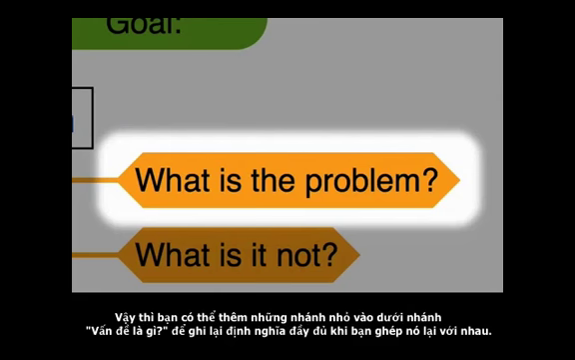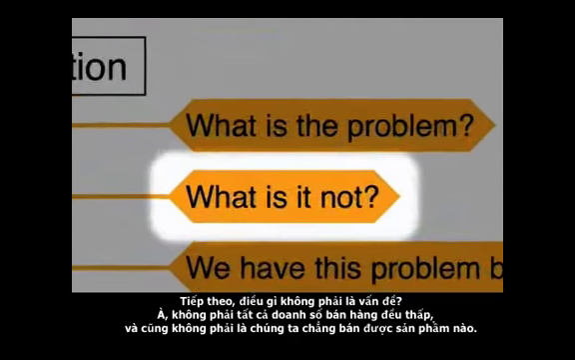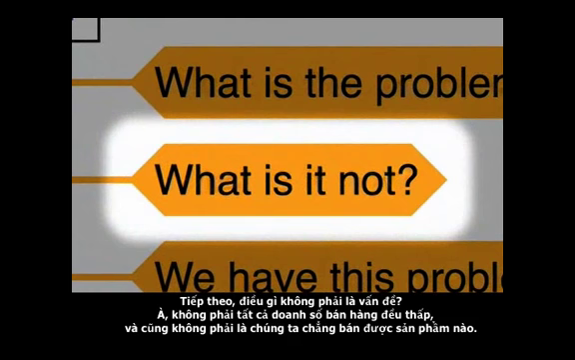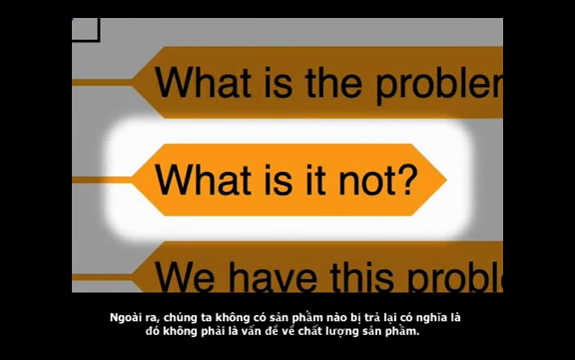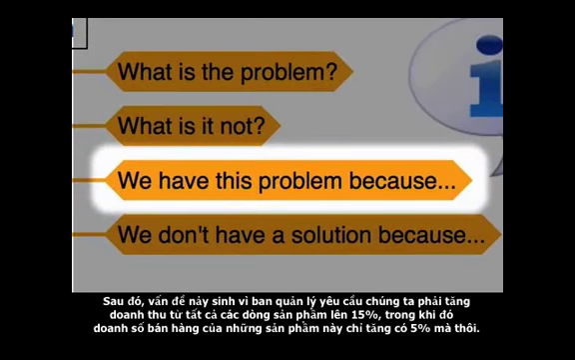So you would add branches under the what is the problem branch to record the full definition as you put it together. Next, what is it not? Well, it's not that all sales are low, and it's not that we're not selling any of those widgets. Also, we haven't had any returns on those widgets, so it's not a quality problem with the actual product. Then we have this problem because management require us to increase revenues from all product lines by 15%, but sales of these ones have only increased by 5%.